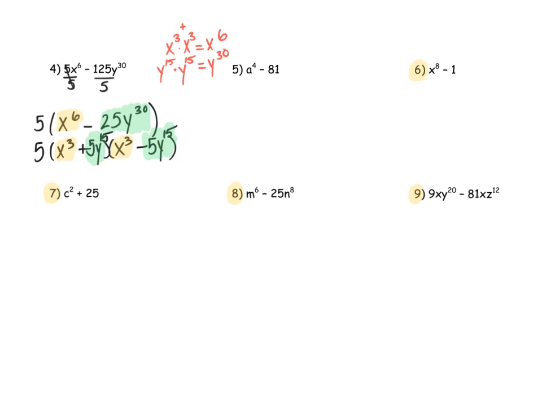Okay, last problem is number 5. A to the 4th minus 81. So there is no GCF. So I'm going to actually just go straight to DOTS because it's a difference of two perfect squares. So the square root of a to the 4th is a squared and a squared. And the square root of 81 is in fact 9. And then don't worry, we need to remember our plus and our minus. So this is an example of double DOTS.